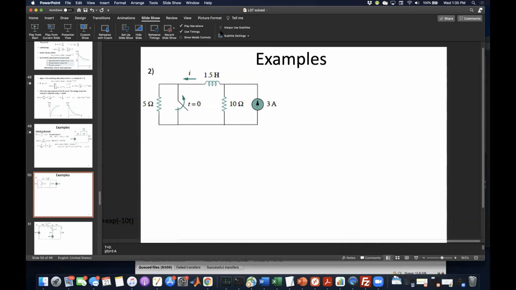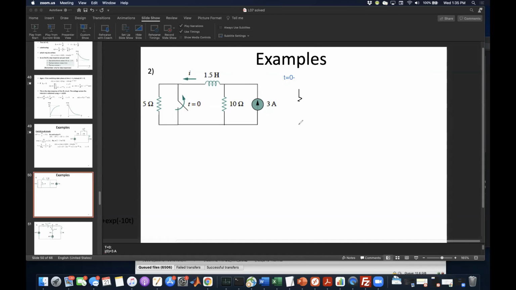So what I like to do in these, and you're going to be doing this a lot, is draw the circuit at time equals 0 minus. So right before this switch opens. So before the switch opens, the inductor is a short circuit because nothing has changed in the circuit for a long time.